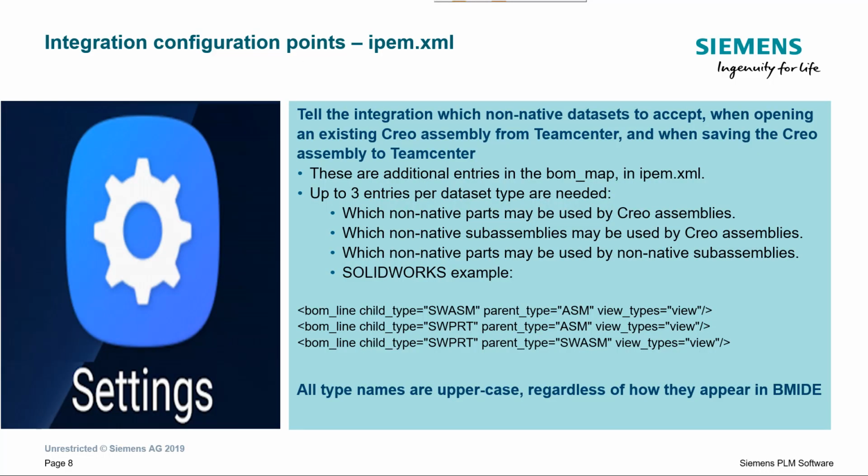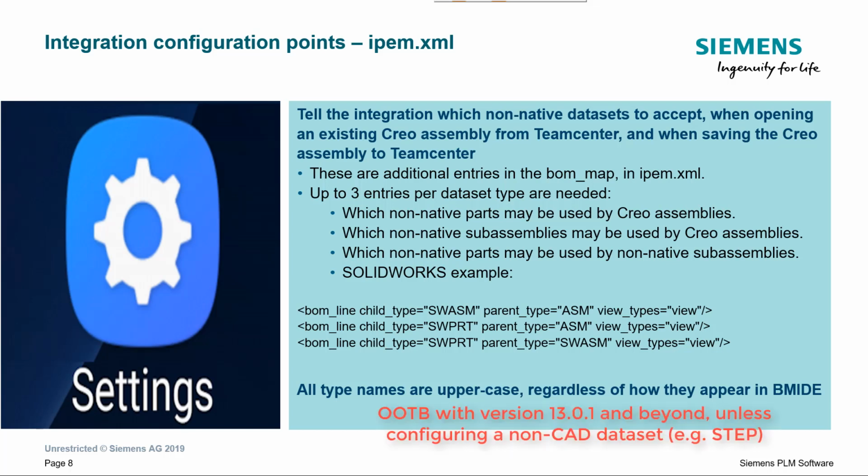For each dataset type mentioned in the IPEM.properties file, up to 3 entries are required in the BOM map section of the IPEM.xml file. These entries specify which non-native types may be used by Creo assemblies, as well as which non-native part datasets may be used by non-native assemblies. Here we see a SolidWorks example. Unlike the IPEM.properties preferences, all dataset type names used in the BOM map must be entirely uppercase.